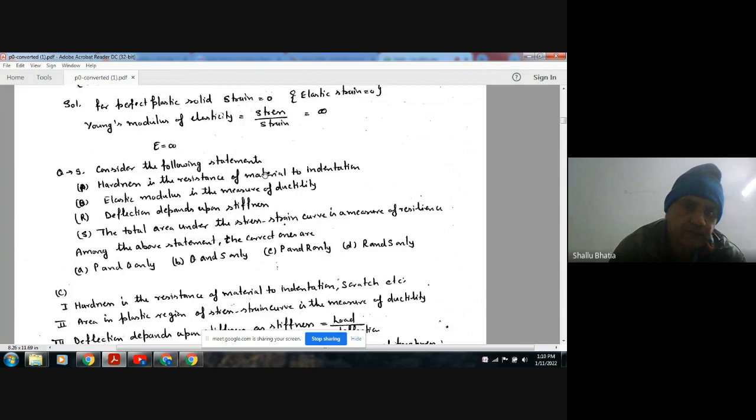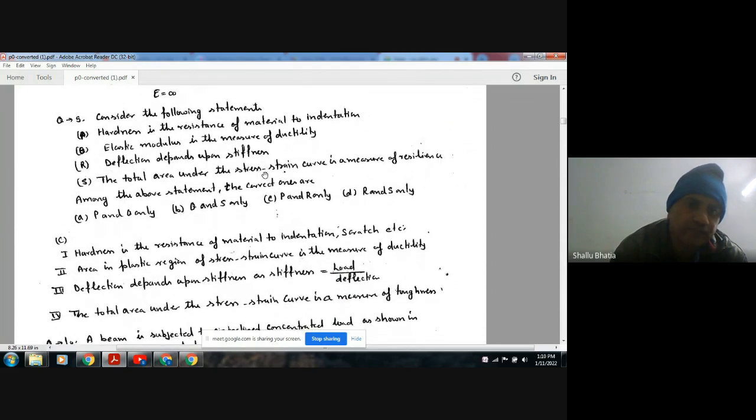Next, consider the following statements. P, hardness is the resistance of material to indentation. Q, elastic modulus is the measure of ductility. R, deflection depends upon stiffness. S, the total area under the stress strain curve is a measure of resilience.